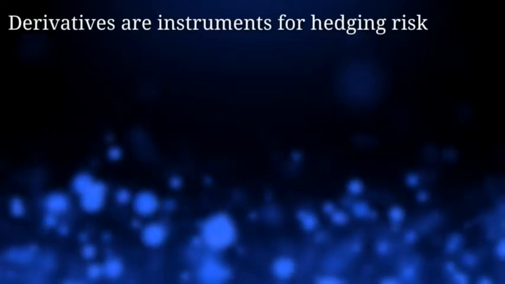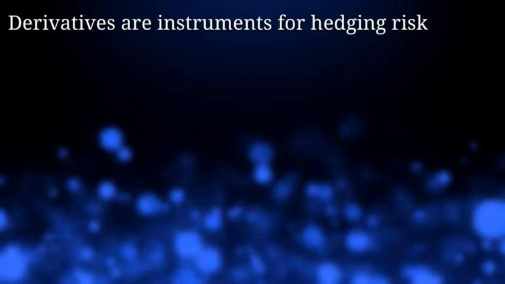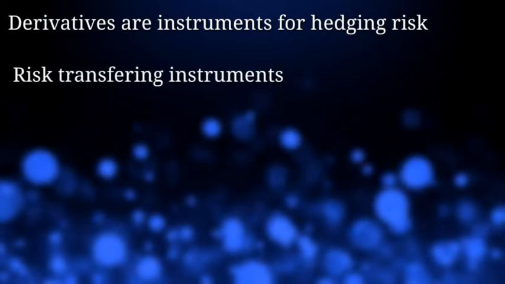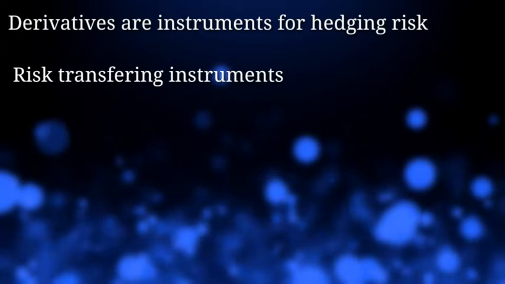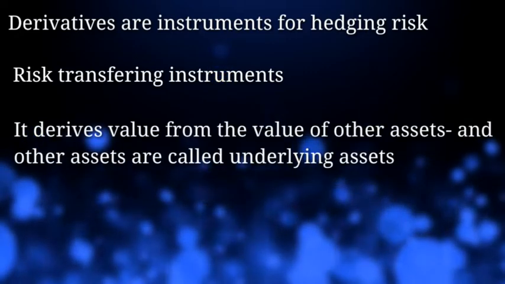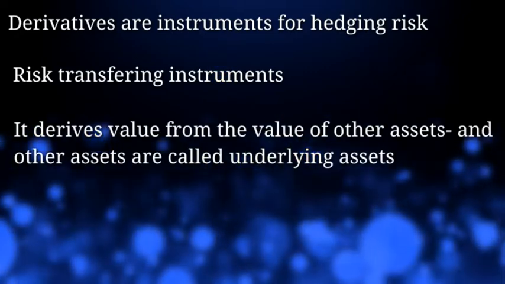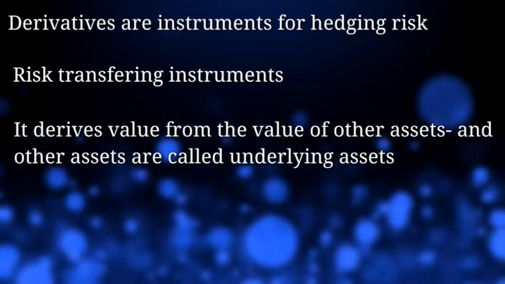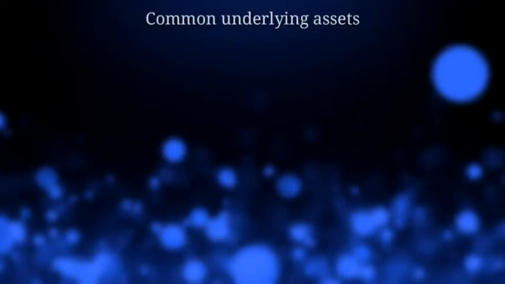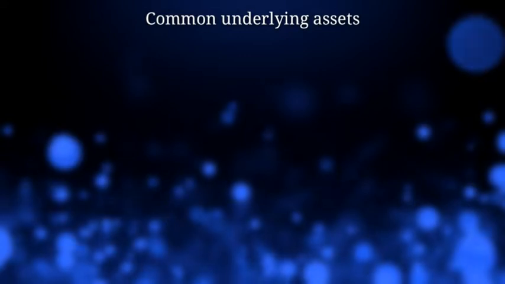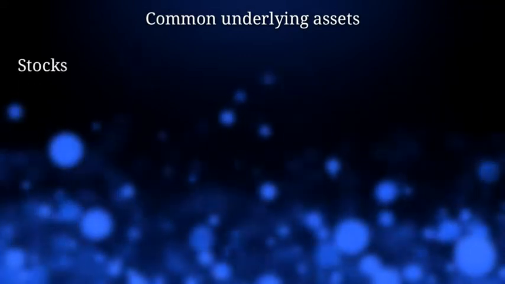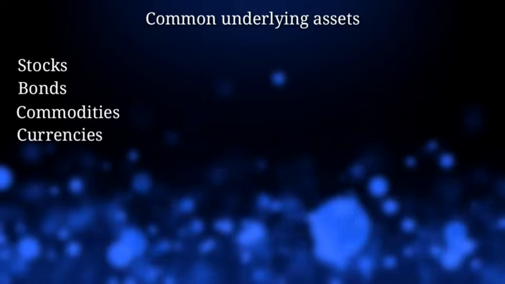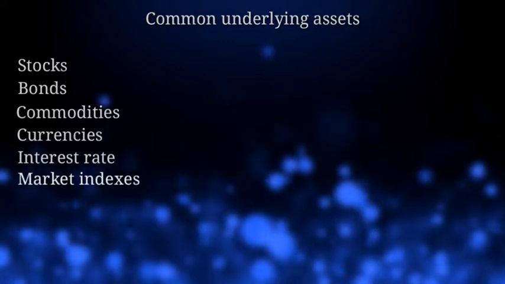Derivatives are instruments for hedging risk. They are risk transferring instruments. They are called derivatives because they derive their value from the value of some other asset. The other assets are called underlying assets. The most common underlying assets for derivative are stocks, bonds, commodities, currencies, interest rate, and market indexes.